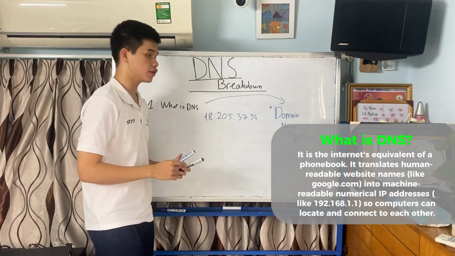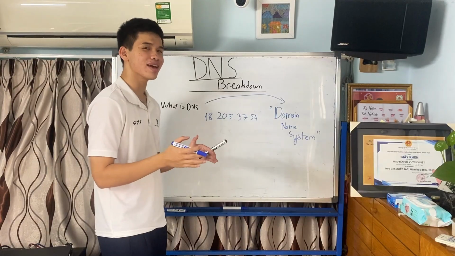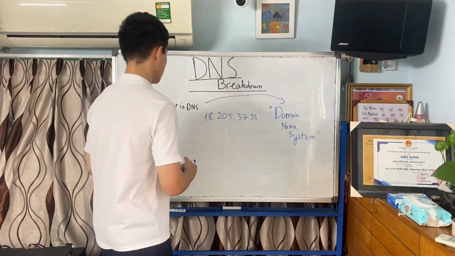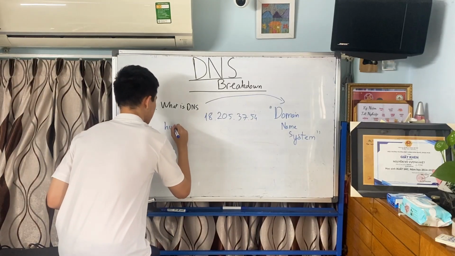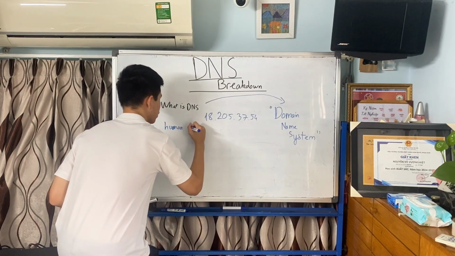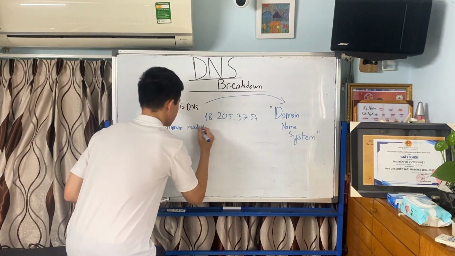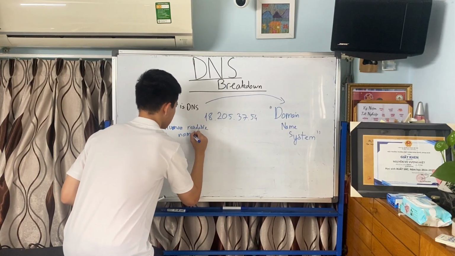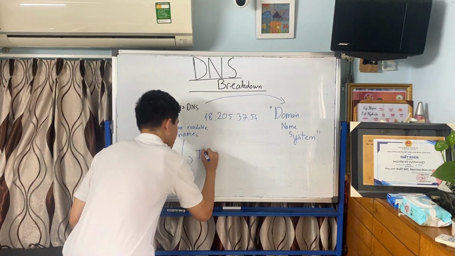DNS is a short term for domain name system. So what does the domain name system actually do? Okay, it would transfer the human readable name into IP addresses.